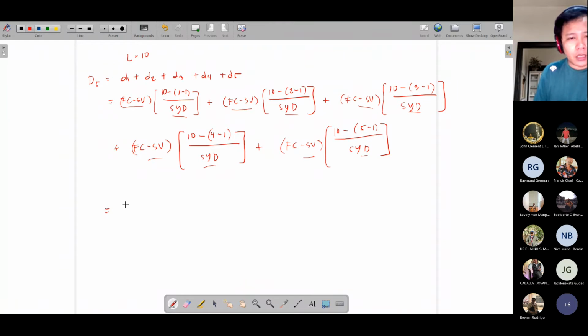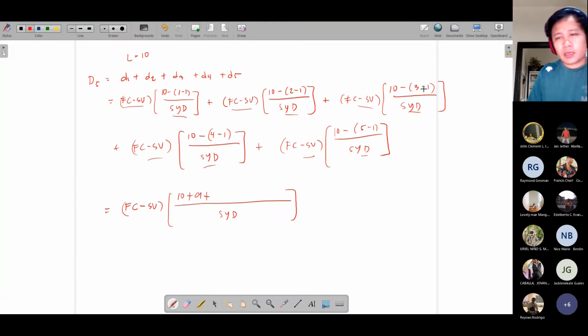We make them common. We factor out the common first cost minus salvage value, and also the common SYD. So what remains is the numerator. For example, for this one, the numerator that remains is 10, plus this is 2 minus 1 is 1, 10 minus 1 is 9, plus 3 minus 1 is 2, 10 minus 2 is 8, plus 4 minus 1 is 3, 10 minus 3 is 7, plus lastly 5 minus 1 is 4, 10 minus 4 is 6. As you can see, it adds up to 10 plus 9 plus 8 plus 7 plus 6.